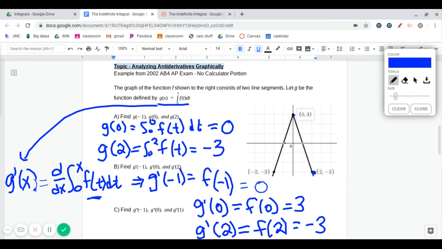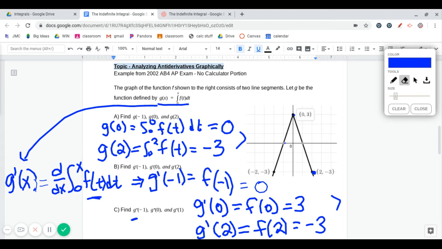So that's how to find these g primes. Now let's find the second derivative of g. If you can kind of see the pattern here, first we start with the integral of f, then we got just f. Now it's going to be the derivative of f is the second derivative of g.